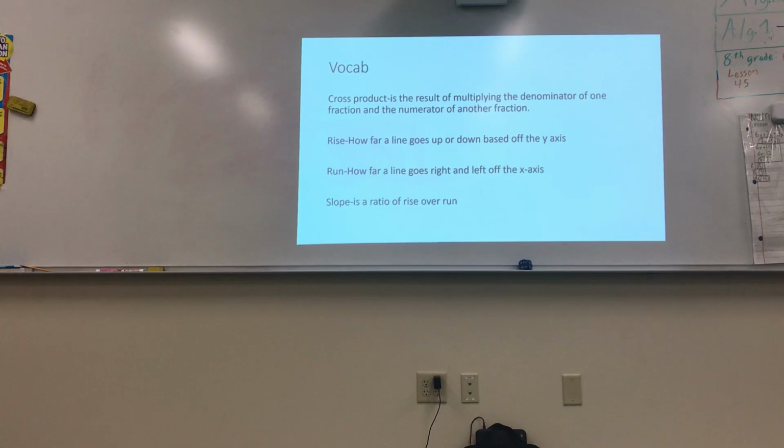Alright, cross product is the result of multiplying the denominator of one fraction and the numerator of another. Rise is how far a line goes up or down based off the y-axis. So, rise is going to be a change in y. So you are going to move up and down the y-axis based off of how that tells you. Run is how far a line goes right and left off the x-axis, and slope is the ratio of rise over run.